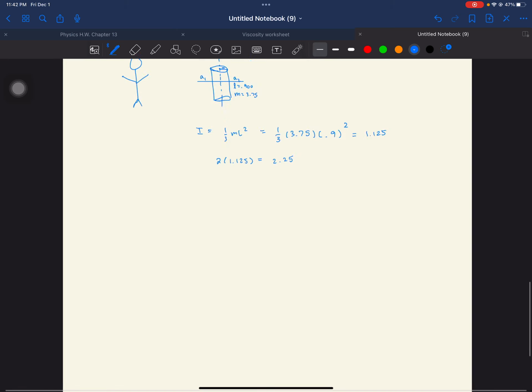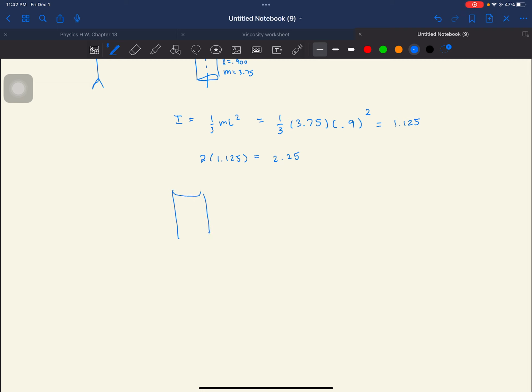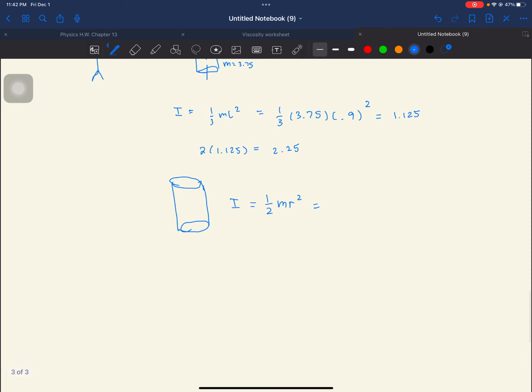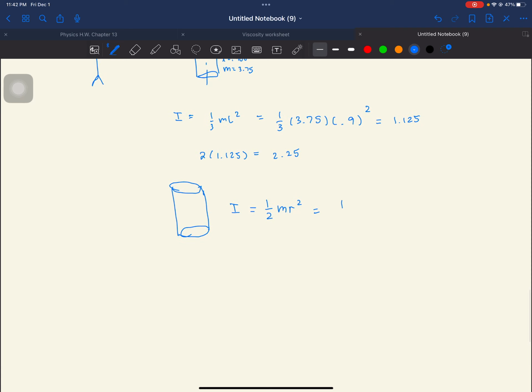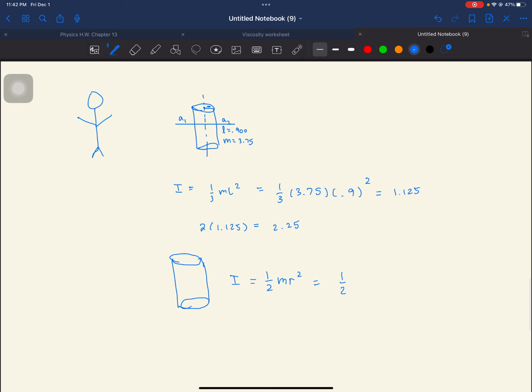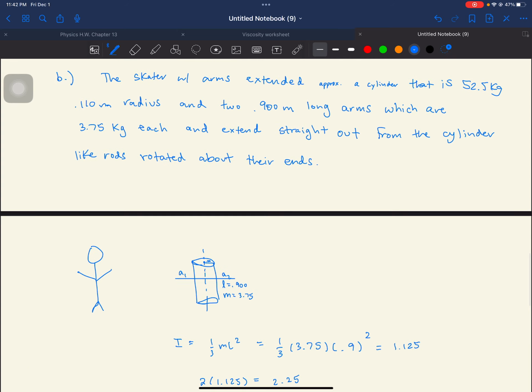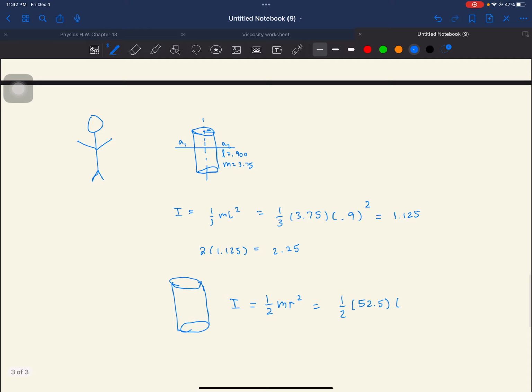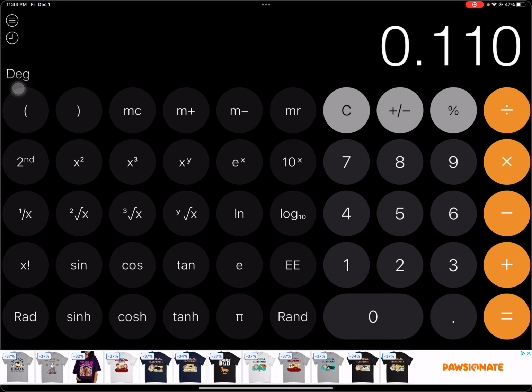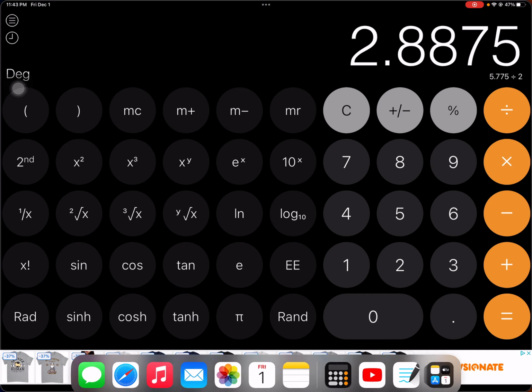Additionally, we also have to find the moment of inertia of the cylinder, which is 1/2 m r squared, which is 1/2 times 52.5 times 0.110 squared, which is equal to 2.8875.